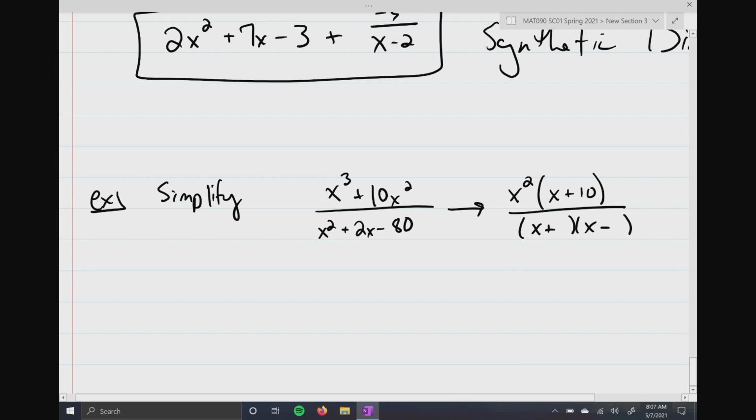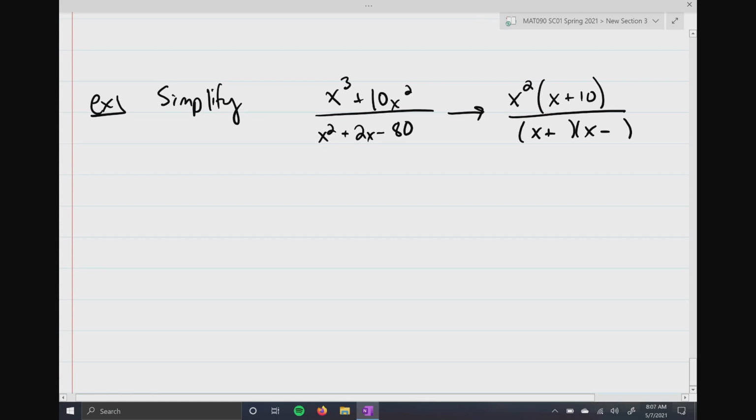Now, what's nice about this is I know the next thing we do is write out the factors of 80. I'm going to do that, but I'm going to show you something. So 1 and 80, 2 and 40, 4 and 20, 5 and 16, 8 and 10.